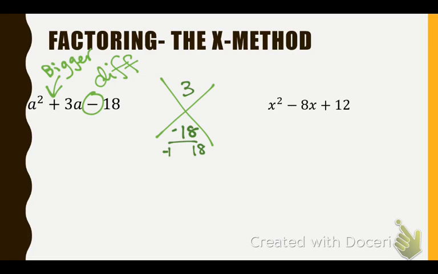What comes after that? Negative 2 and 9. After that? Negative 3 and 6. So it's negative 3 and 6. I'm writing it in.